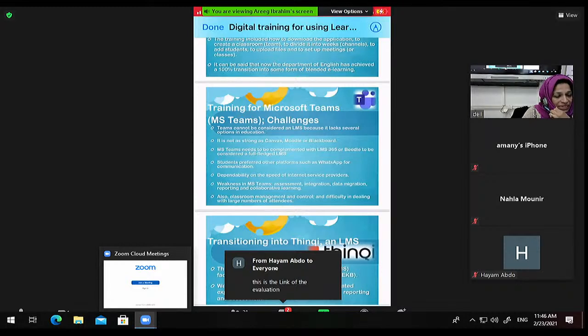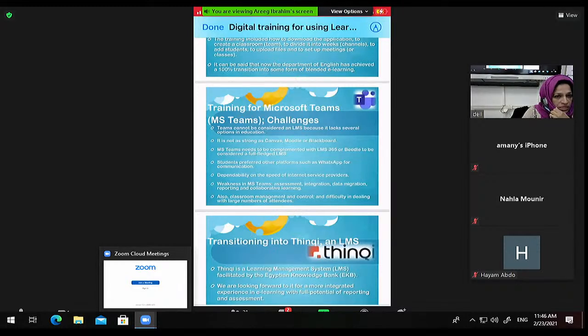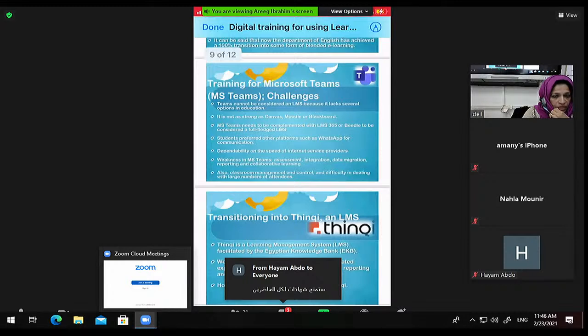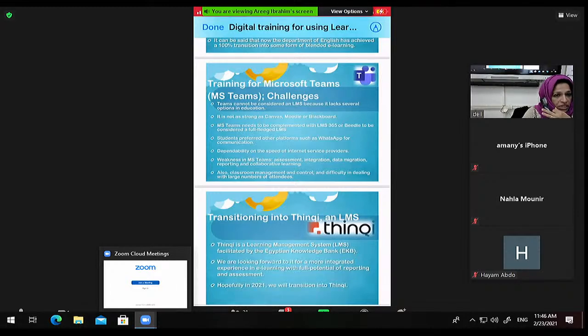Some of its weaknesses as a platform is that assessment is very difficult to do through Microsoft Teams. Integration, data migration, reporting, collaborative learning. These are some of the challenges that we faced. Now again, here Teams is a general tool, a resource you can consider, for business, but also for education, and for teaching English as a second language to Arabic speakers.